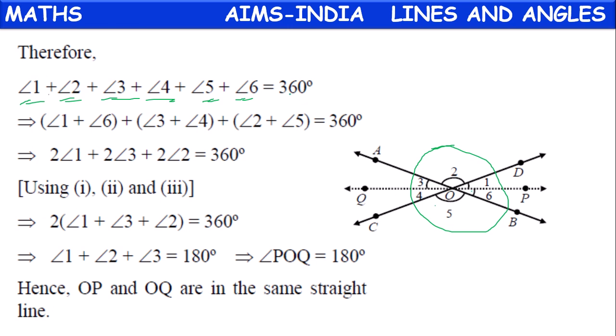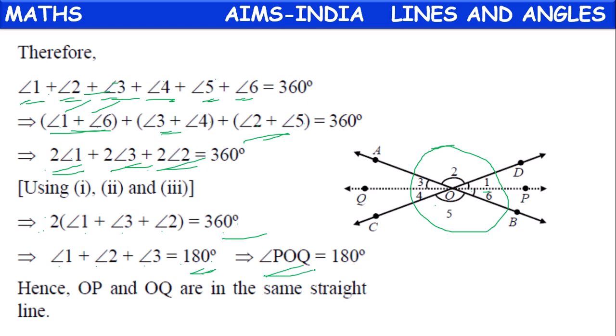So in this, 1 plus 6 we can write together, 3 plus 4 we can write together, 2 plus 5 we can write together. But 1 and 6 are equal. In the place of 6 we can write 1. 1 plus 1 is 2 times angle 1. 3 plus 3 is 2 times angle 3. 2 plus 2 is 2 times angle 2. 2 we can take common. 2 of angle 1 plus angle 3 plus angle 2 equals 360. So angle 1 plus angle 2 plus angle 3 equals 360 by 2, 180 degrees.